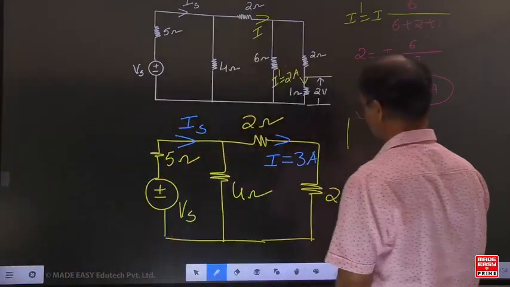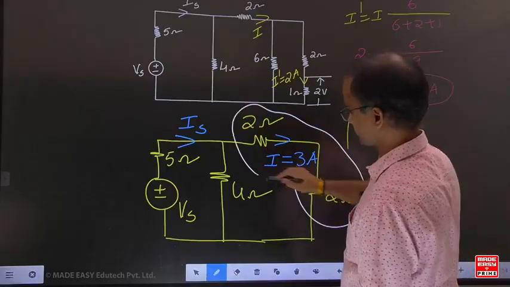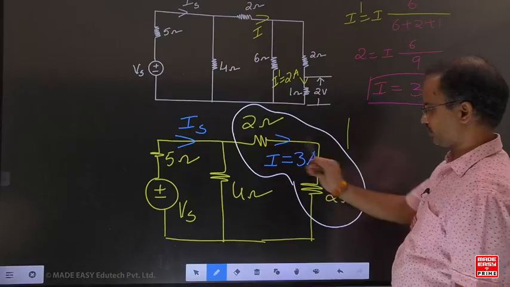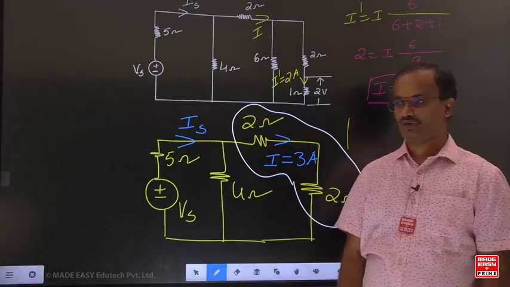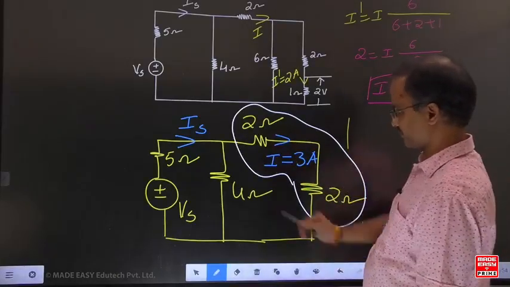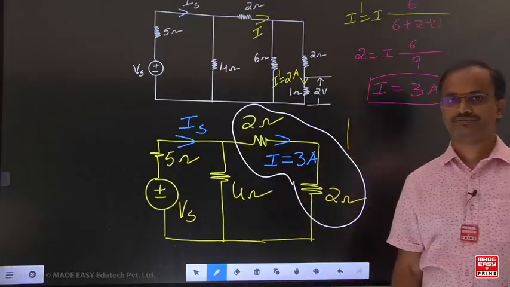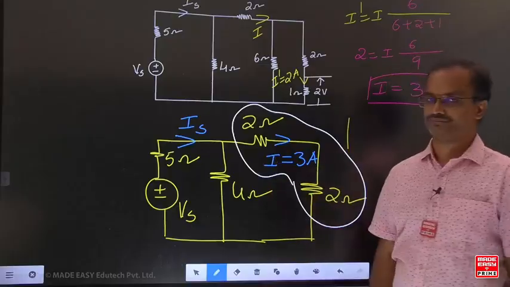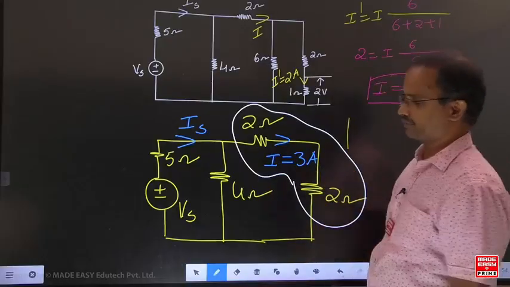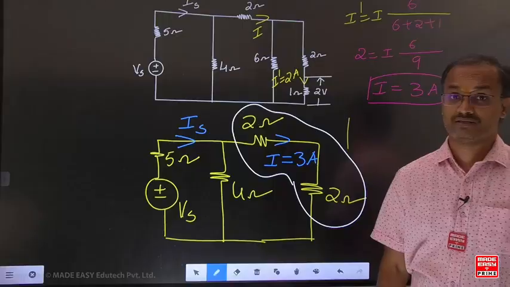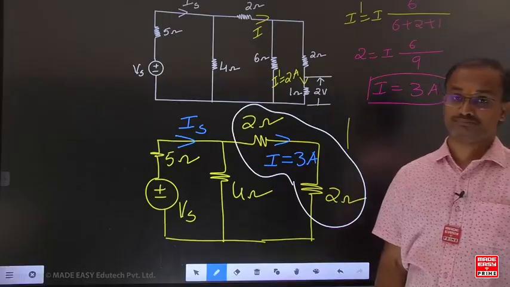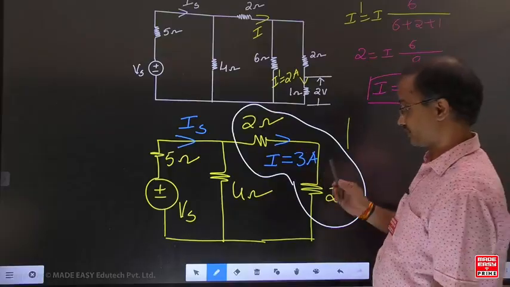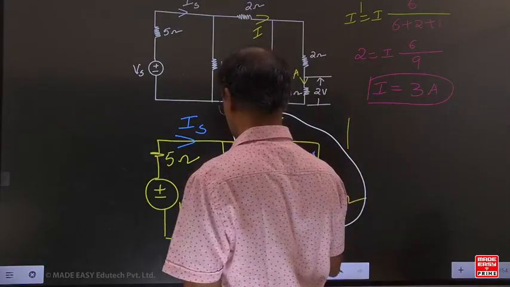Now for this example, see how these 2 ohms and 2 ohms are connected in series. The resistance of the entire branch is the same in both. Now the resistance is the same for both branches, so the current of both branches is also the same. How much current? 3 amperes. This one also has 3 amperes.